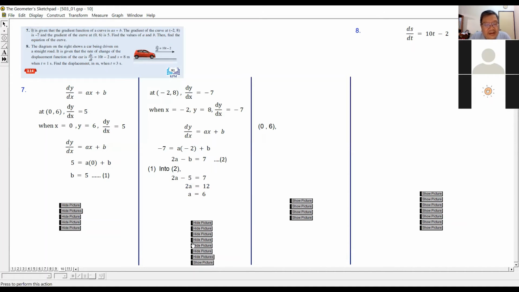If a is 6, what is dy/dx? You take the 6, put back inside the dy/dx. You take the 5, put back inside the dy/dx. A and b, you put inside the dy/dx. And what is it? dy/dx is 6x minus 5. How we find, right? Okay.